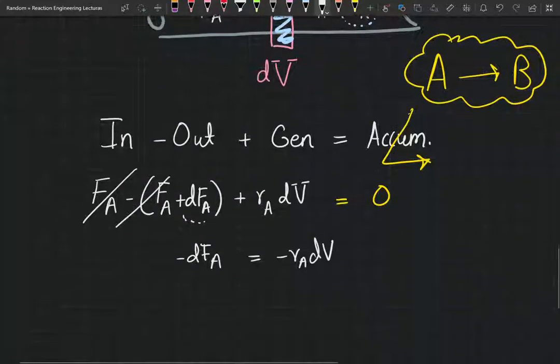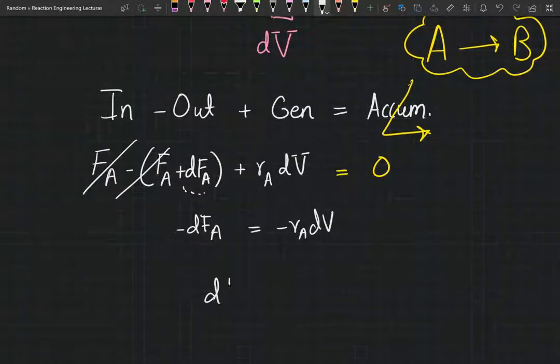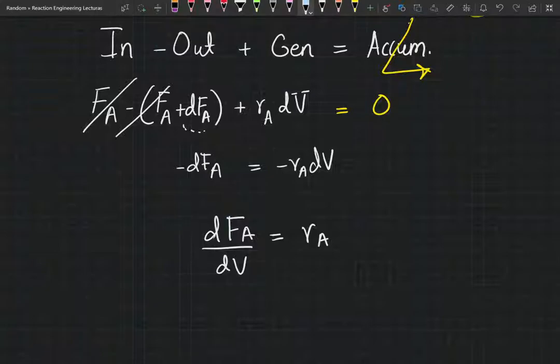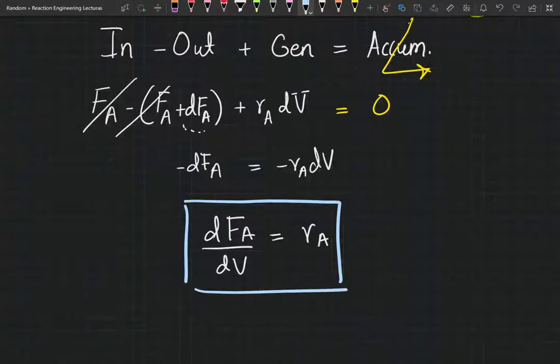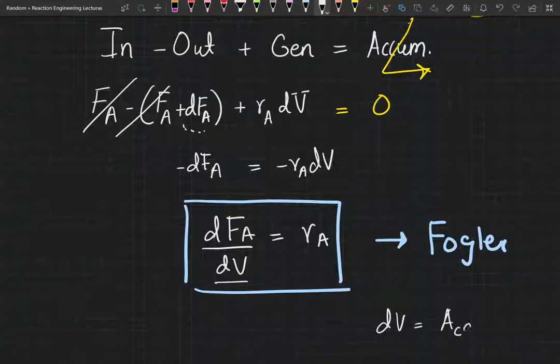Now this is just some simple algebra. I get dFA divided by dV equals RA. Now this, according to H. Scott Fogler, is the design equation. This is the mole balance according to Fogler. In some other textbooks, they replace dV with the cross-sectional area times dz. In Fogler, that's not the case, so don't worry about it.